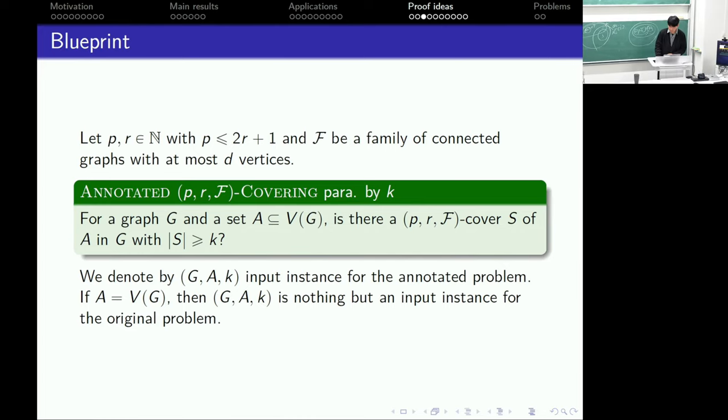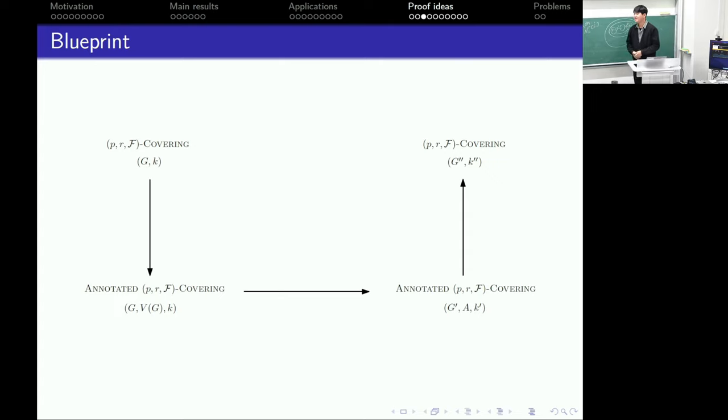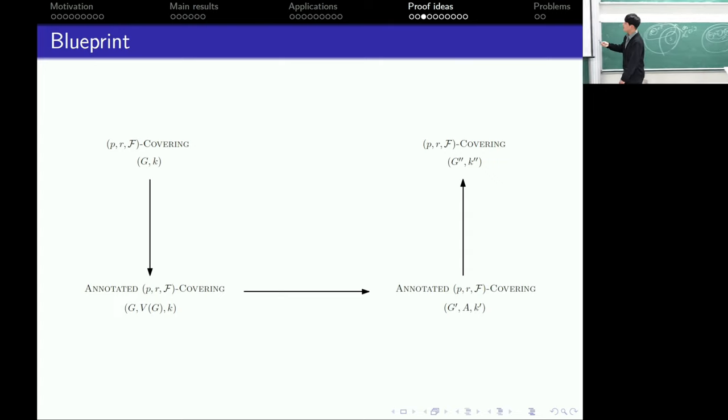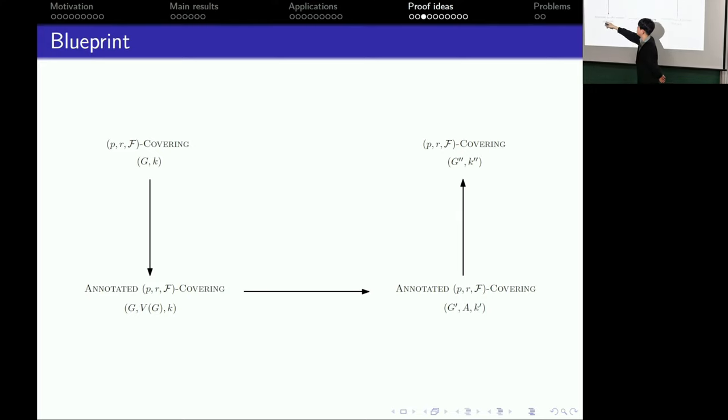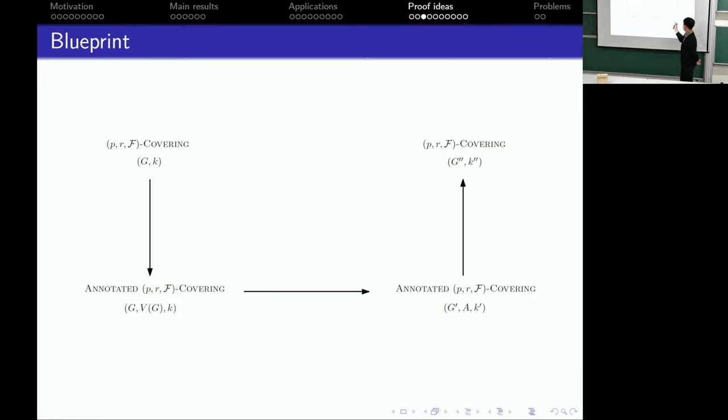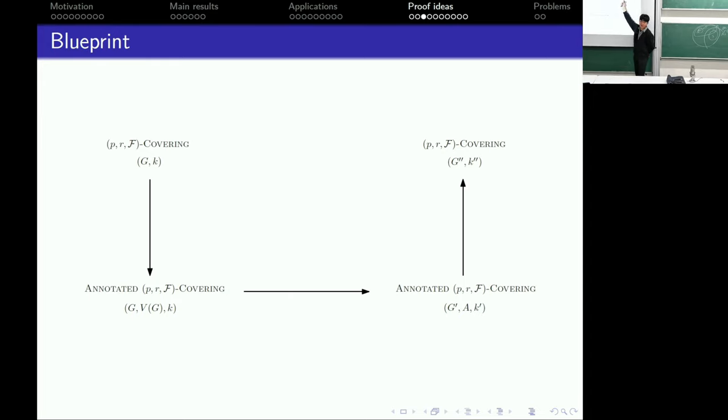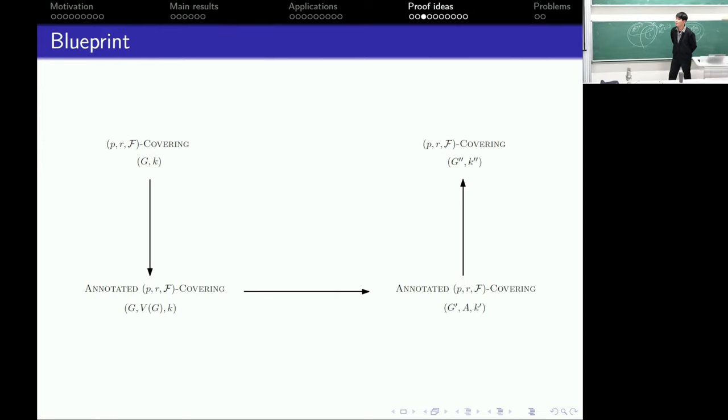So the blueprint is here. We need to construct some small instance which is equivalent to this instance of the coupling problem. But we already know that this problem is equal to the annotated version with this folder protected. And with the annotated version, we are trying to construct some G prime whose size is almost linear in k, and then go back to the original problem. That's our way to prove this theorem.